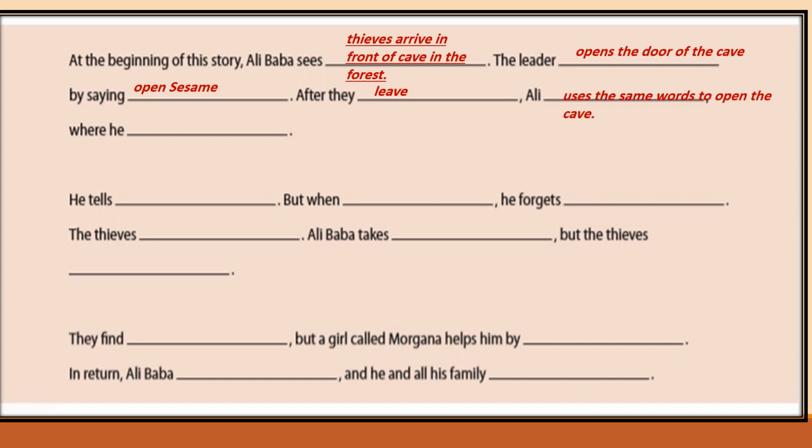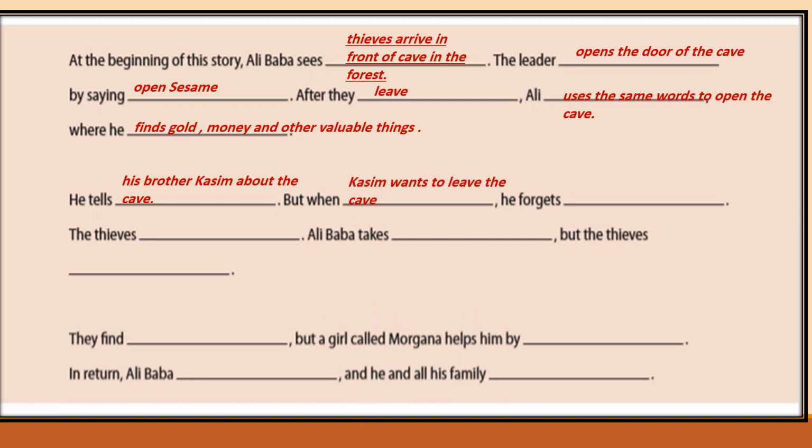علي يستخدم نفس الكلمات ليفتح الكهف. Where he finds gold, money and other valuable things. حيث يجد الذهب والمال وأشياء قيمة أخرى. He tells his brother Qasim about the cave. هو يخبر أخيه قاسم عن الكهف.